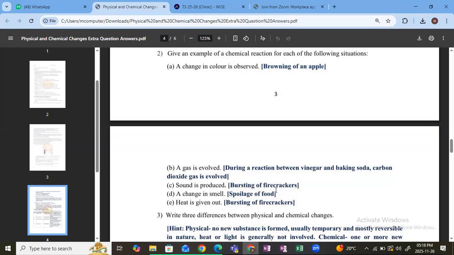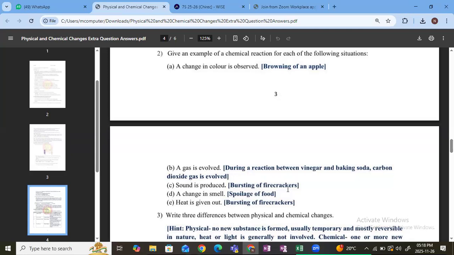Ma'am, like throwing a water bottle on the ground, but it is not a chemical change, na? Oh yeah, sorry. So it is the bursting of crackers. Ma'am, when we boil something, sound comes from boiling, right? But boiling is a physical change. Yeah. So for this one, you will write the bursting of firecrackers.